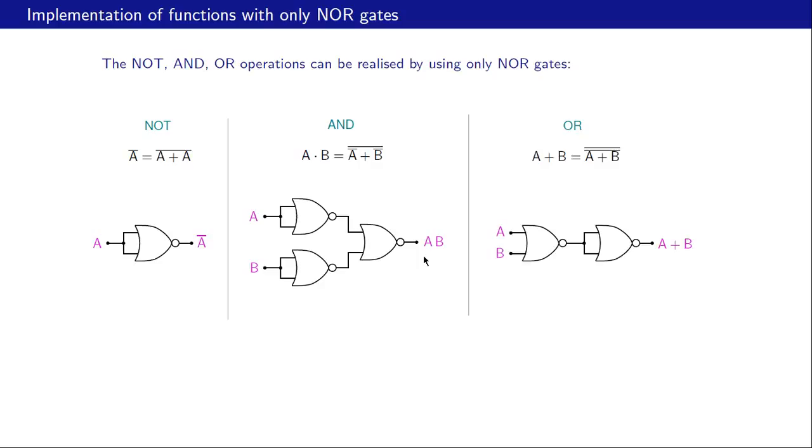What about the OR operation? A or B is nothing but A or B bar and bar again. So this is the first NOR gate that gives us A plus B bar, and the bar of that again can be obtained using this inverter to get A plus B at the output.